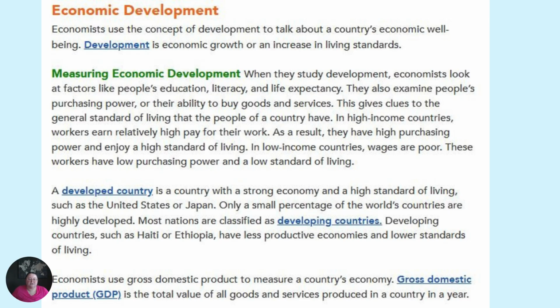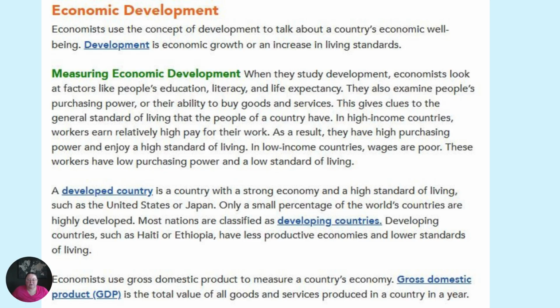In high-income countries, workers can earn relatively high pay for their work. As a result, they have high purchasing power and enjoy a high standard of living. In low-income countries, wages are poor. These workers have low purchasing power and a low standard of living.